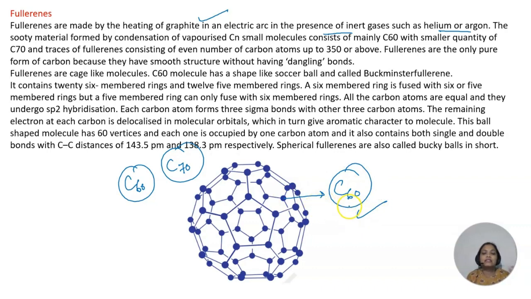So 32 membered rings are there. Okay, means 20 hexagons are there and 12 pentagons are there. So hexagons and pentagons are there. So all the carbon atoms here undergo sp2 hybridization. These are important things that you should know. Okay.